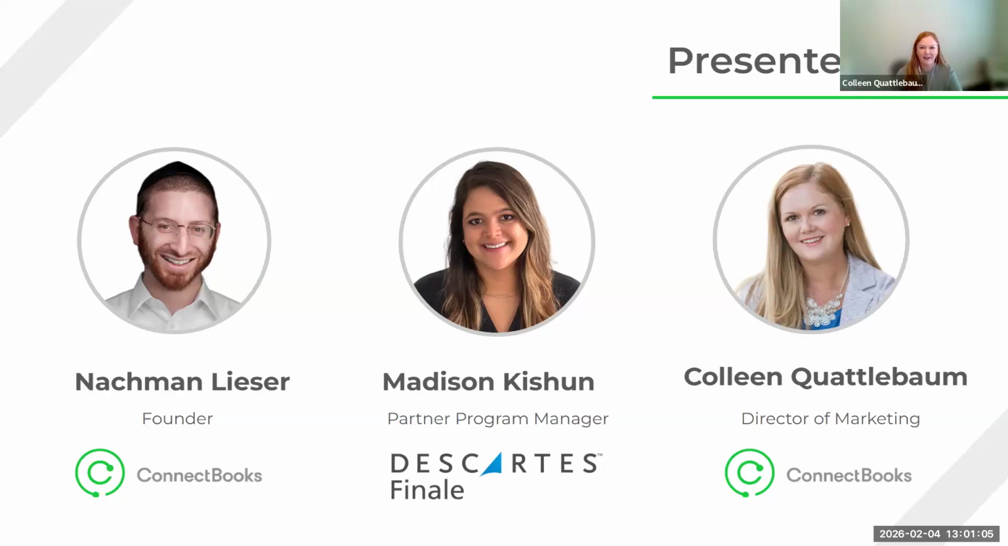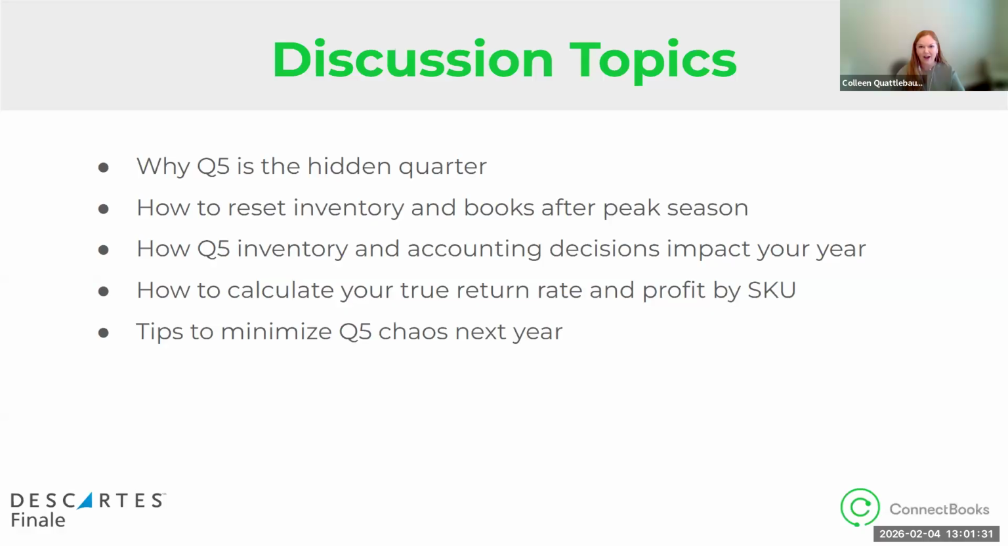Nachman's in New York. A lot of us on the East Coast had a lot of ice and snow this past week. So we're definitely in the Q1, January, February, winter timeframe. But today we're going to really be talking about how that relates to you as an e-commerce seller, because Q1 is essentially that post-peak season, post-holiday timeframe, which we consider the hidden quarter or Q5.